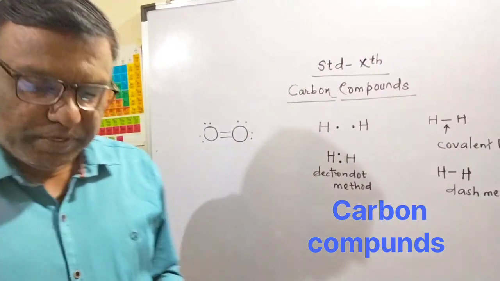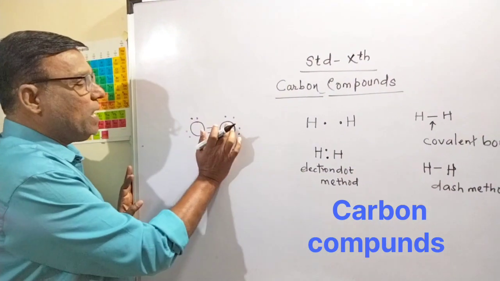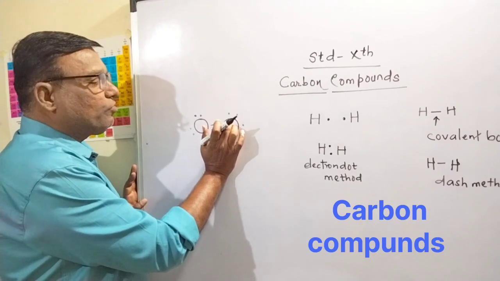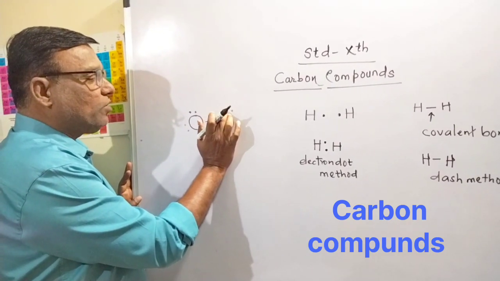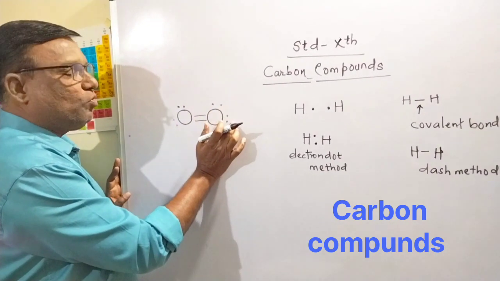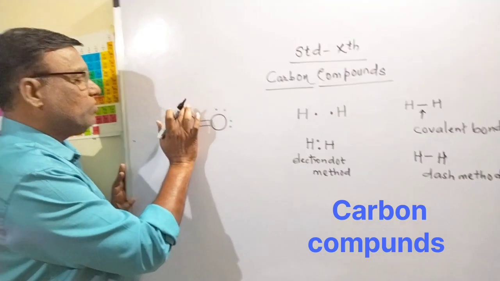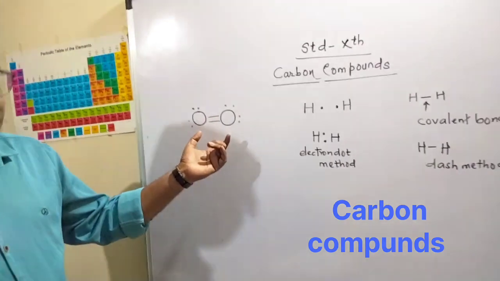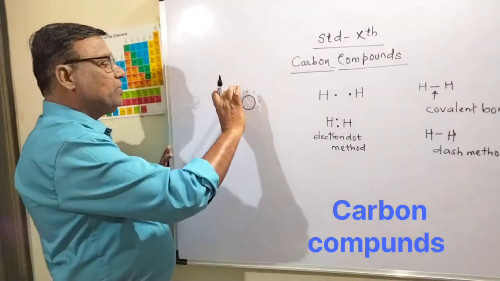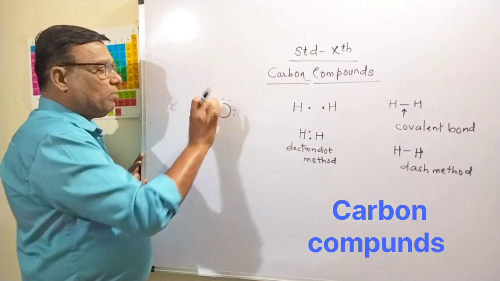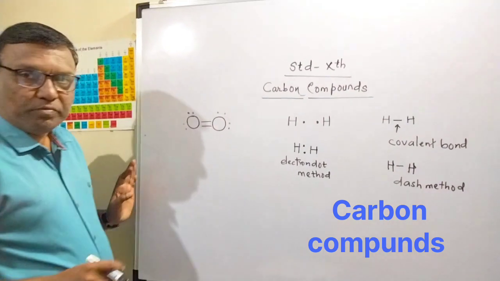Double bonds are present between two oxygen atoms, and each oxygen atom is surrounded by 1, 2, 3, 4 electrons, meaning 2 electron pairs. In this way, we can show the representation of a double bond between oxygen atoms.